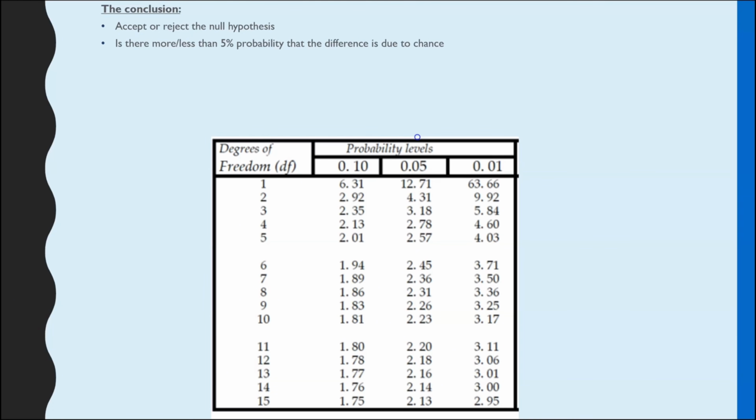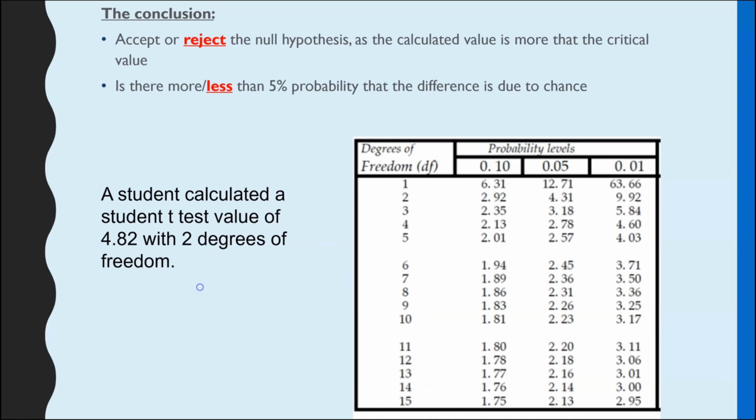So we'll have a go at how you'd write the conclusions. And within your conclusion, you always have to say, do you accept or reject your null hypothesis? Is there more or less than 5% probability that the difference you see in the means is due to chance? And the null hypothesis will be stating that there is no difference between the two means, whatever those variables are. So I've got an example here. We've got a student calculated a student t-test value of 4.82, and we're told that they have 2 degrees of freedom. So we then go to our 2 degrees of freedom row and read across.